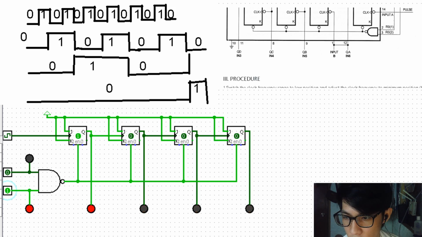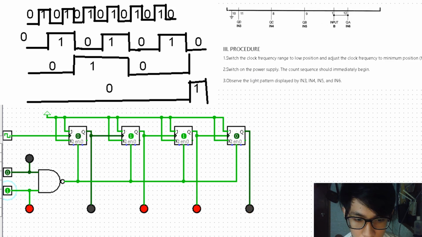Next, let's try if we switch on D1 and D2. So here, let's switch on D1 and D2. If we switch on D1 and D2, the counting stops because for the NAND gate, if both inputs are 1, then the output will be 0. If the output is 0, since it's connected to clear, it will retain the same state since clear is equal to 0.